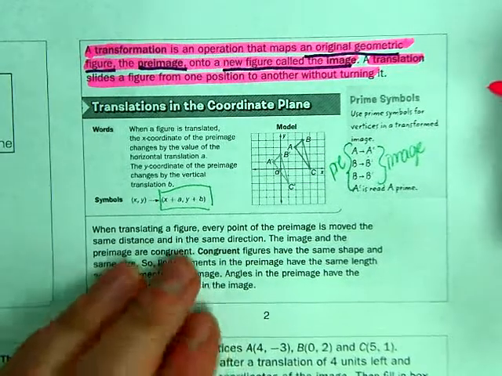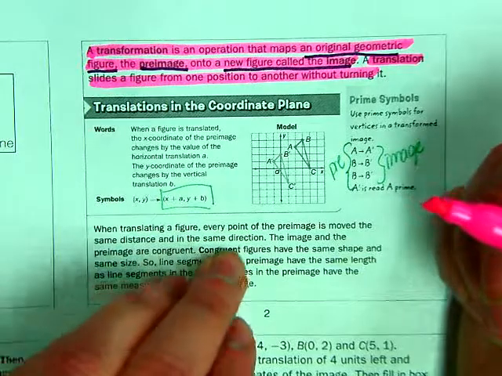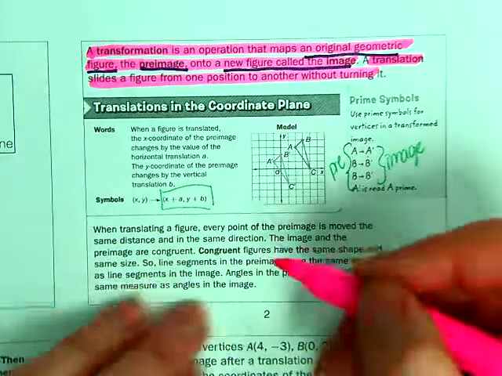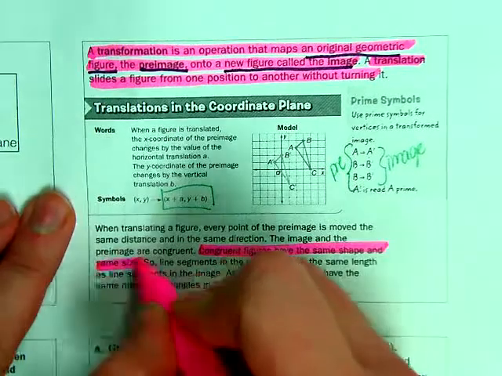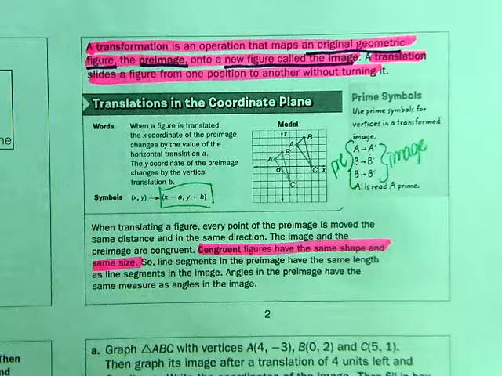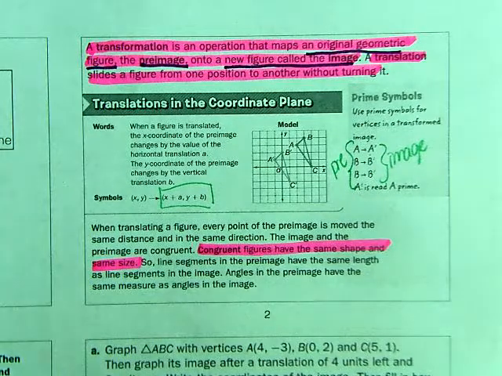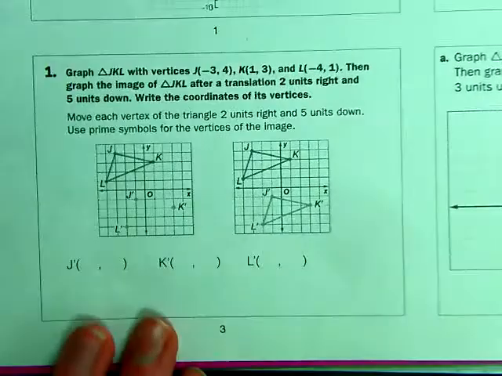When translating a figure, every point of the pre-image is moved the same distance and in the same direction. The image and the pre-image are congruent. Congruent figures have the same shape and same size. So line segments in the pre-image have the same length as line segments in the image. Angles in the pre-image have the same measures as angles in the image. Pause me if you need to get those notes down.